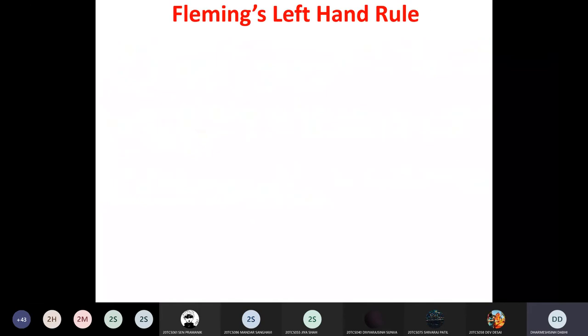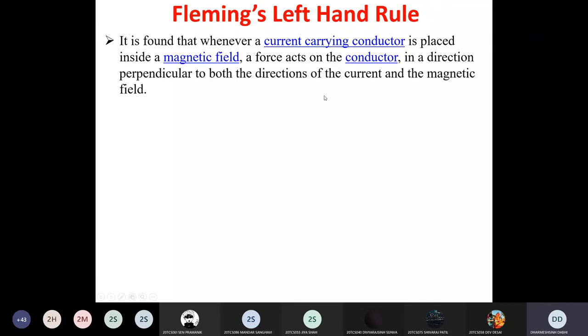So what is the statement of this Fleming left hand rule? It is found that when any current carrying conductor is placed inside the magnetic field, a force acts on the conductor in a direction that is perpendicular to both the direction of current as well as magnetic field. So what is the direction of this force? Exactly perpendicular to both the direction of current as well as magnetic field.